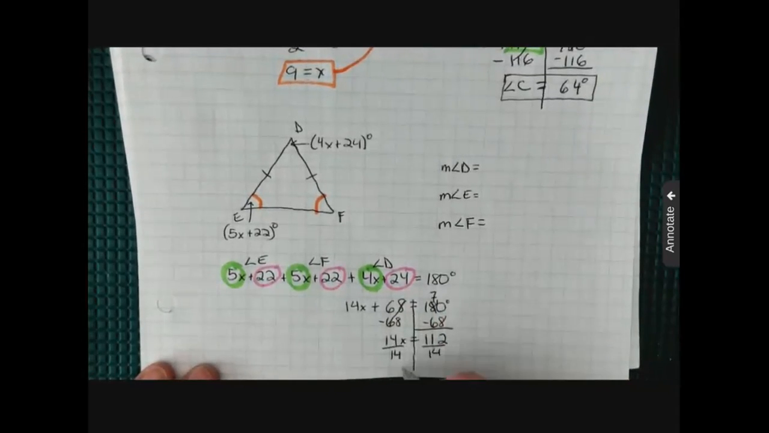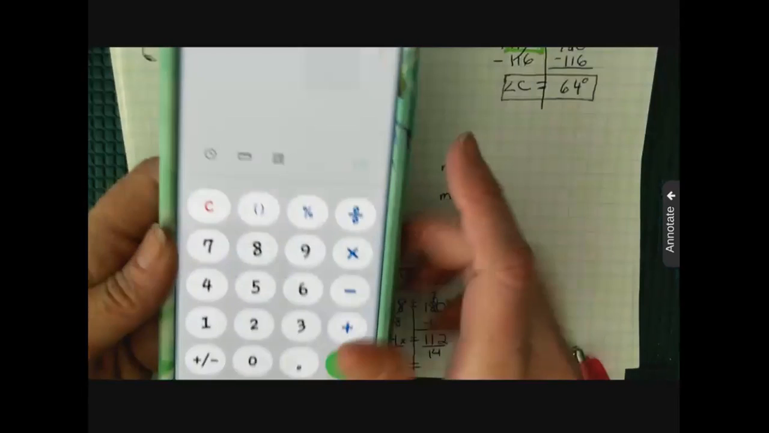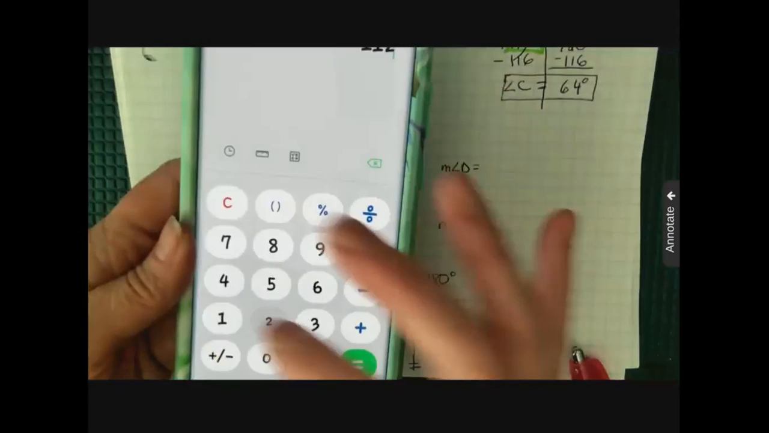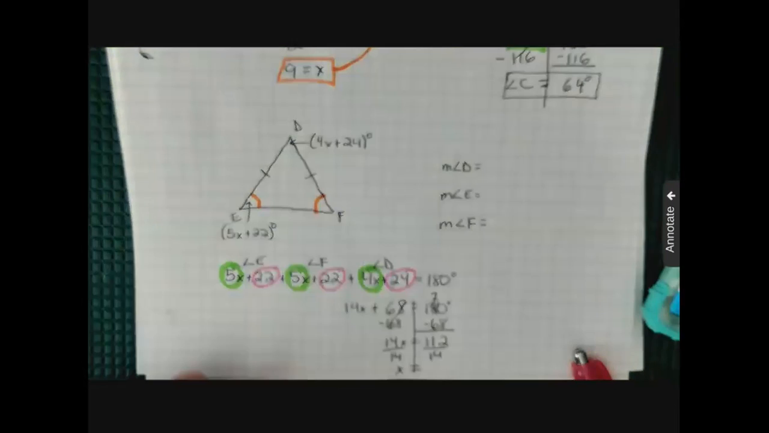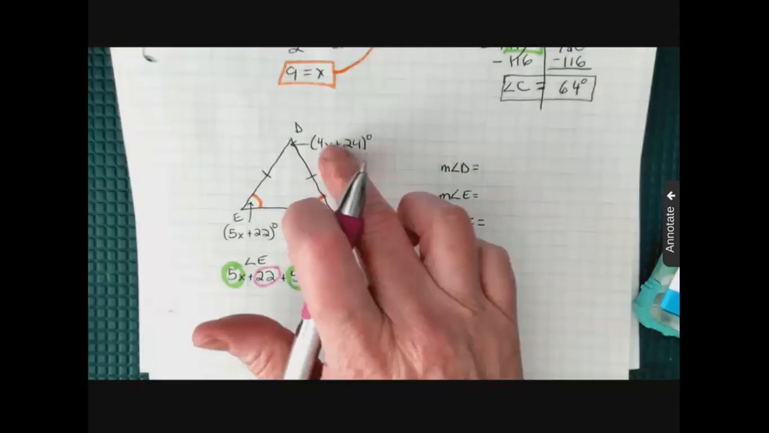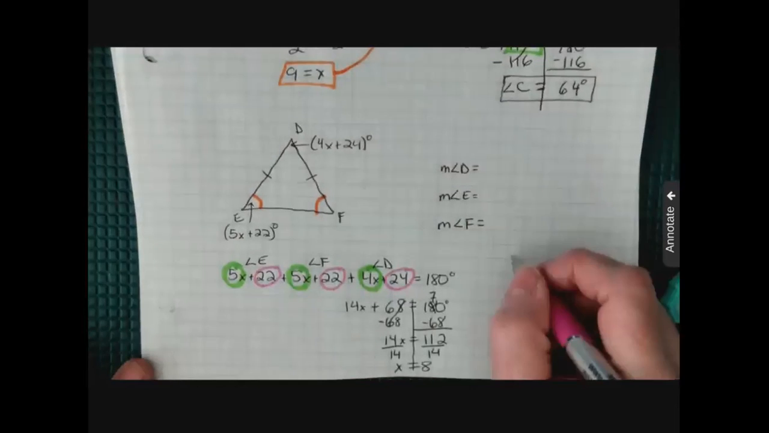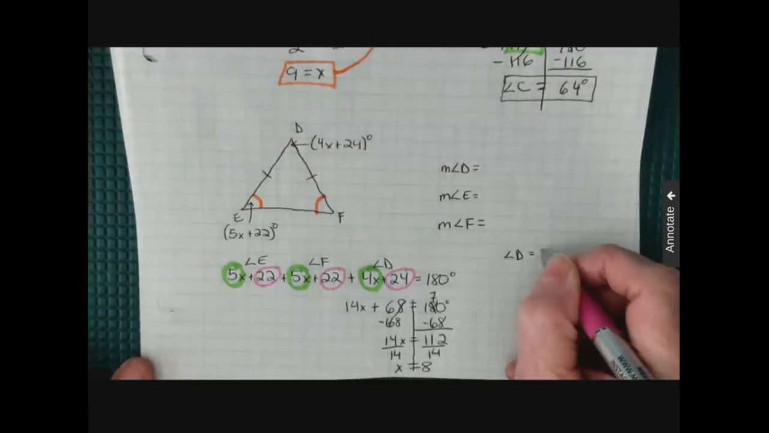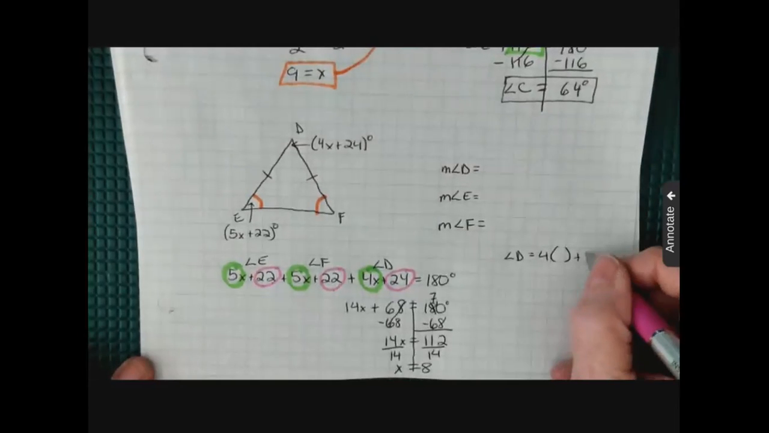Me personally, I use the calculator. So I bring up my calculator and I say 112 divided by 14, and that's 8. So x equals 8. Now, I'm not done. I've just discovered what x is. Now I still have to plug in for angle D, which is 4 times x plus 24.